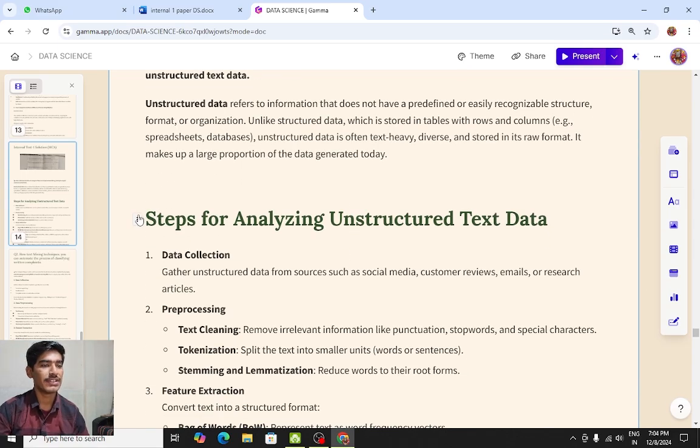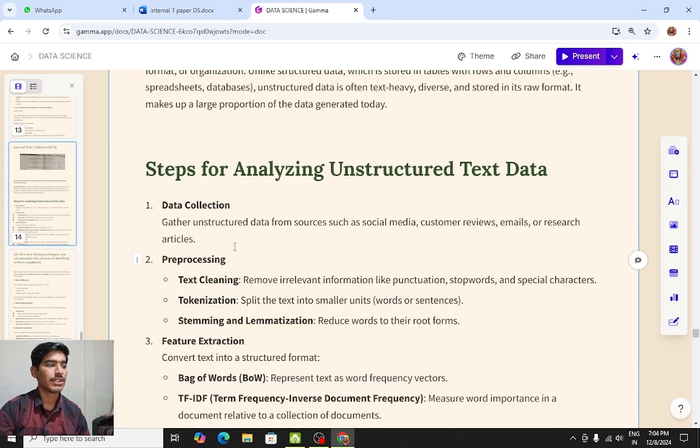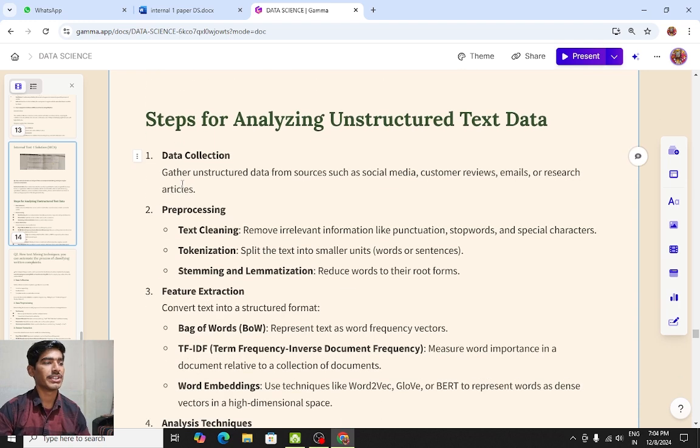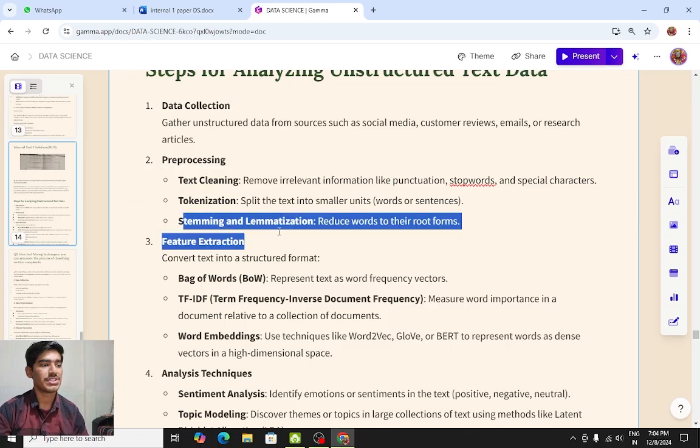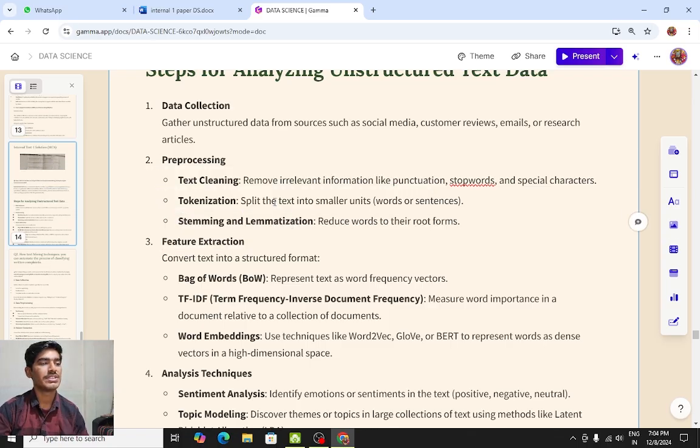Steps for analyzing unstructured text data. The first step is data collection. Gather unstructured data from sources such as social media, customer reviews, emails, or research articles. Now, the second step is pre-processing. In pre-processing, there are three steps. First is text cleaning, second is tokenization, and third is stemming and lemmatization.